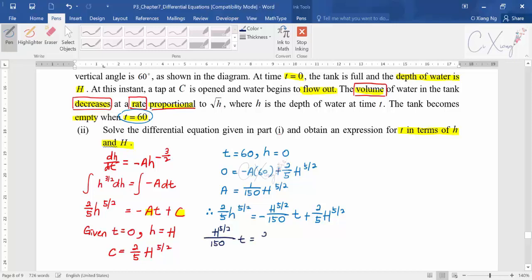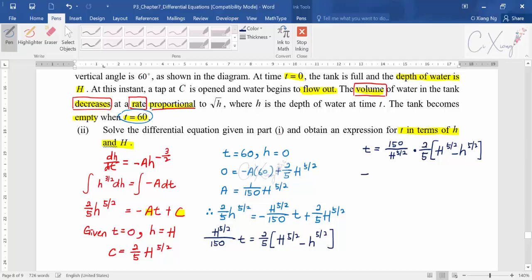Then my right hand side, I'm having 2 over 5, and then it will become 5 minus small letter h. Okay, and then for this whole thing, the constant here, I try to move it to the right. If I try to move it to the right hand side, then my T will become 150 divided by H power 5 over 2, multiply with 2 over 5, with the bracket of H power 5 over 2 minus h power 5 over 2.